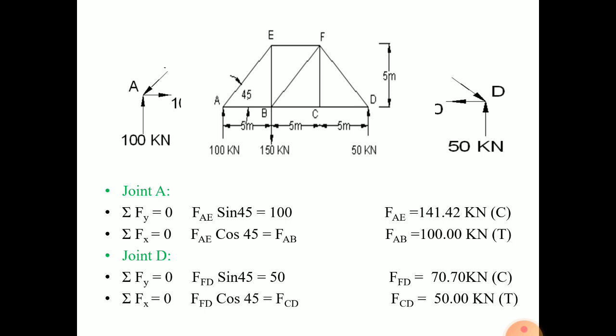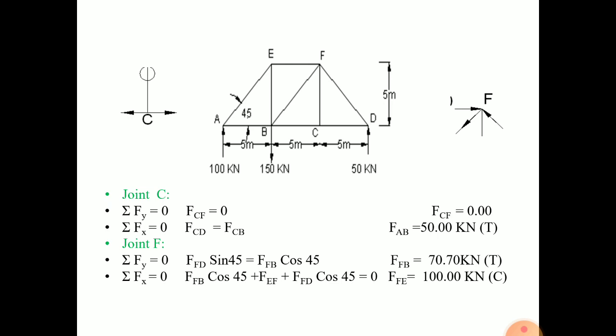Coming to the right hand side support, that is joint D, we have the sum of all the vertical forces equal to 0, that is FFD sin 45 is equal to 50 kilonewton. Therefore FFD is equal to 70.7 kilonewton compressive. Equating all the forces horizontally equal to 0, we have FFD cos 45 will be equal to FCD. So FCD will be equal to 50 kilonewton tensile.